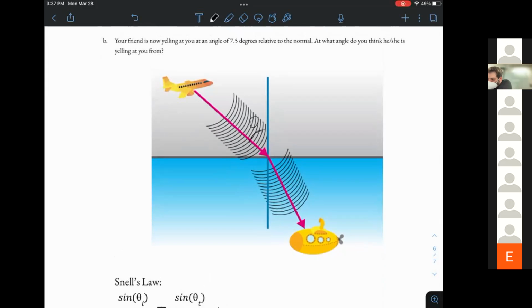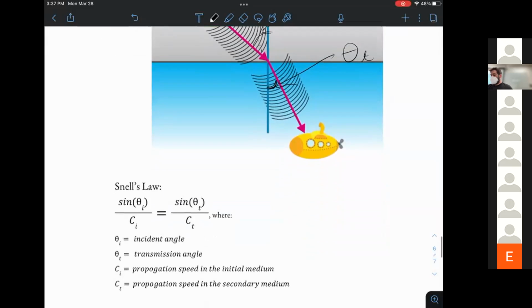This is theta I. And this is theta T. Okay, so if you can find theta T, we can draw one of those little dotted lines back up to here, and that's where you're going to think that person is yelling at you from. So theta T is actually the only value that you need here. You don't have to do any subtraction from 90 or anything like that.